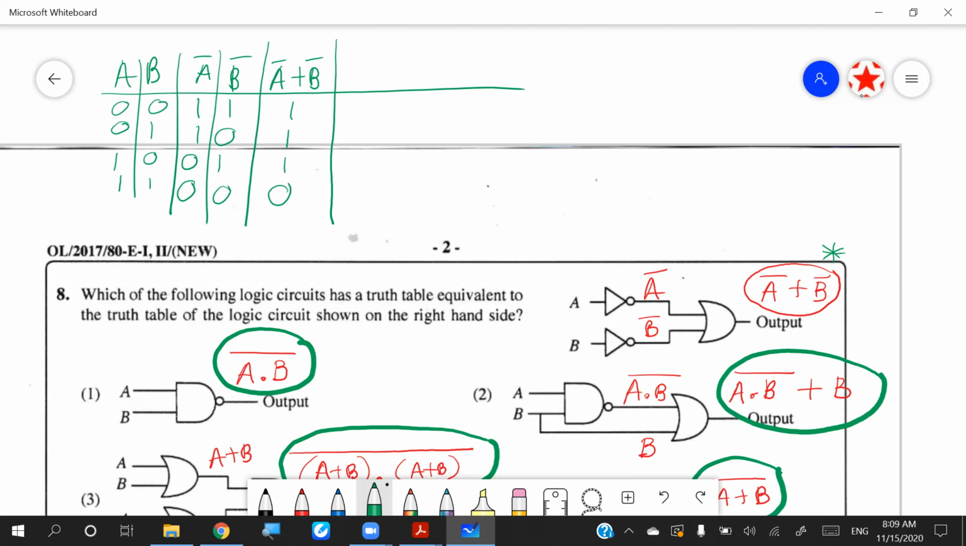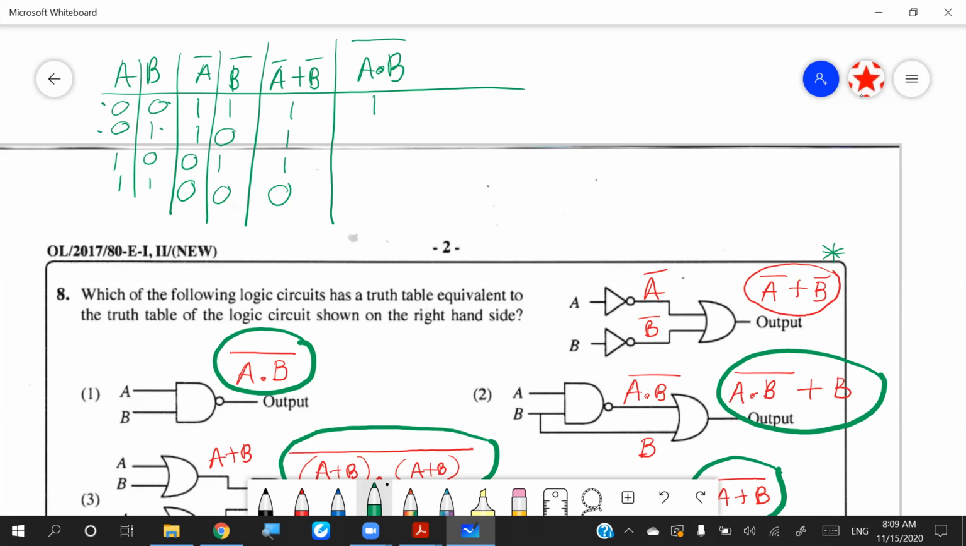And you have to find what is going to be equal to this particular thing. So let's start from the very first one, A dot B bar. So you are performing A dot B, that is a NAND gate. Right? We can write this straight away. A dot B bar. So multiply and complement. 0 into 0 is 0. Complement, you are getting 1. 0 into 1 is 0. Complement, you are getting 1.